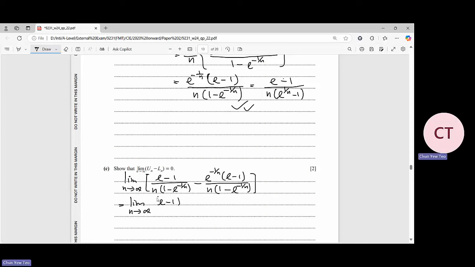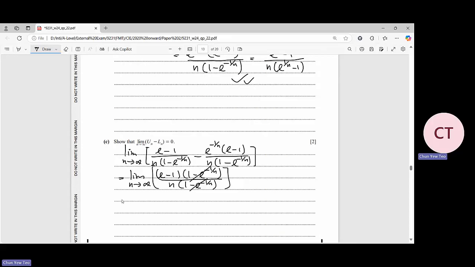It will be e minus 1, factorized out, and then e to the power of this divided by this. And you can see that this can be cancelled off. So at the end, your expression will be the limit as n goes to infinity of e minus 1 over n. When n goes to infinity, you will get 0. Okay, so this will be the answer for question 6C.